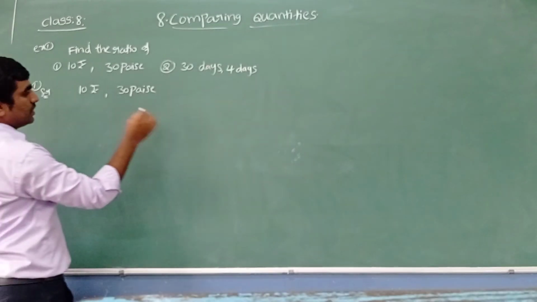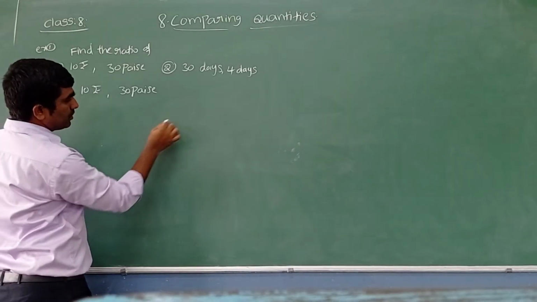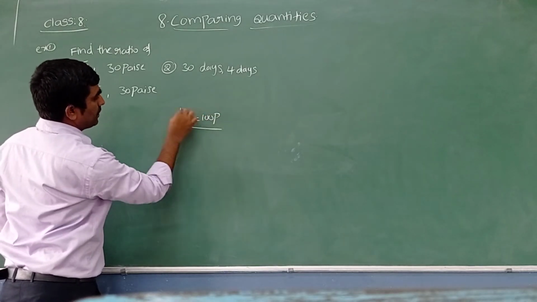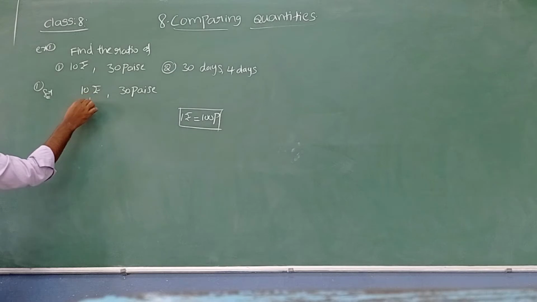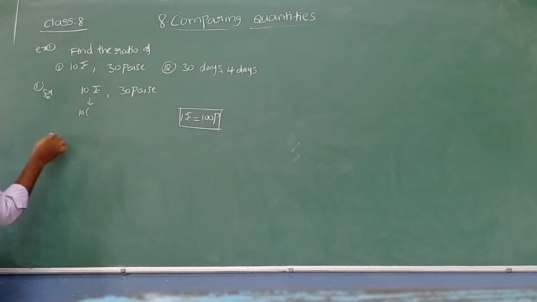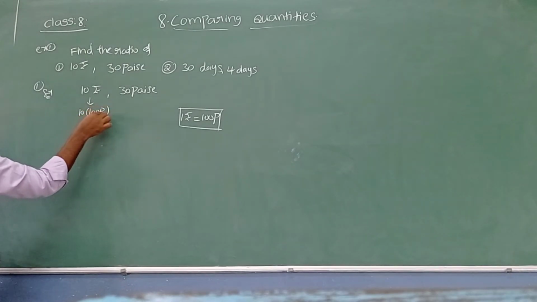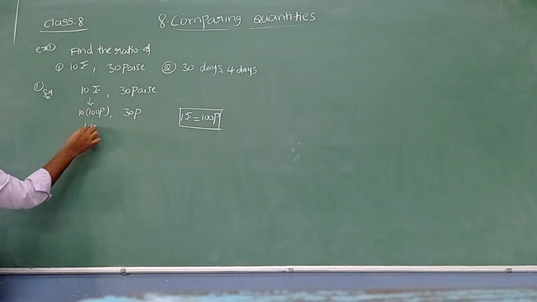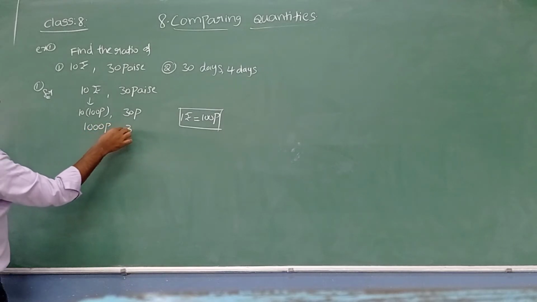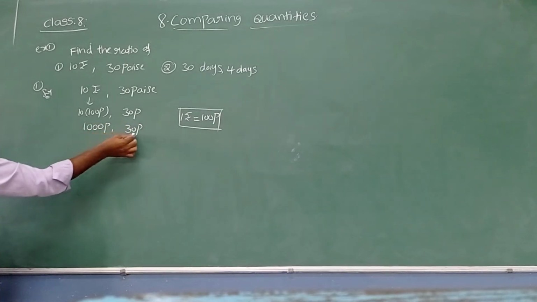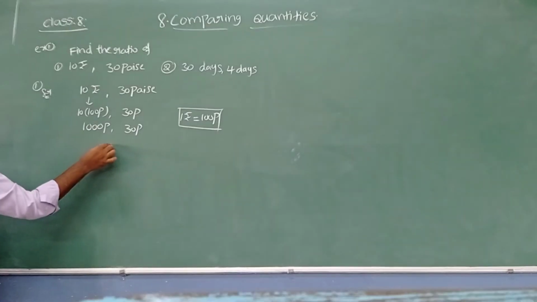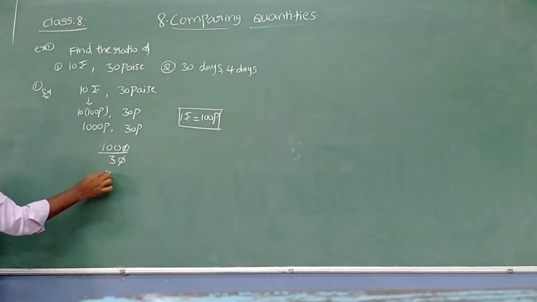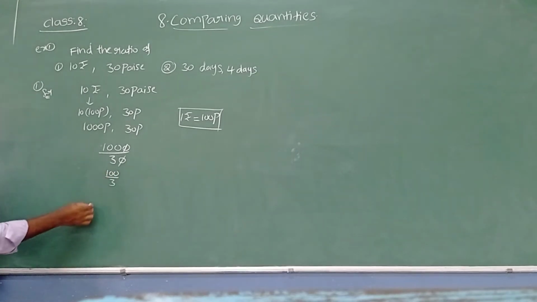First we make them the same units. What relation do we know about these two? We know that 1 rupee is equal to 100 paisa. So 10 rupees is 10 into 100 paisa, and here I can write 30 paisa. So 10 into 100 is 1000 paisa, and 30 paisa. Now both are the same units. After getting the same units, compare them by the division method. 10 and 10 cancel. I got 100 by 3, which is in simplest form.